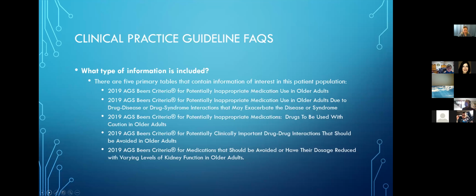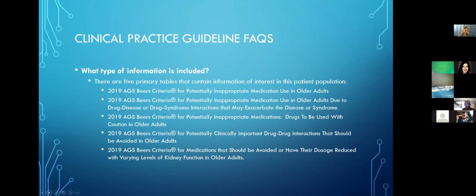The second table that you'll find in this guideline would be potentially inappropriate medication use in older adults due to drug-disease or drug-syndrome interactions that may either exacerbate the disease or syndrome. So for example, you would find information on medications that shouldn't be used in older adults with heart failure, for example. There also is a list of potentially inappropriate medications, drugs that should be used with caution that you'll find. You'll also find potentially clinically important drug-drug interactions that should be avoided in older adults.